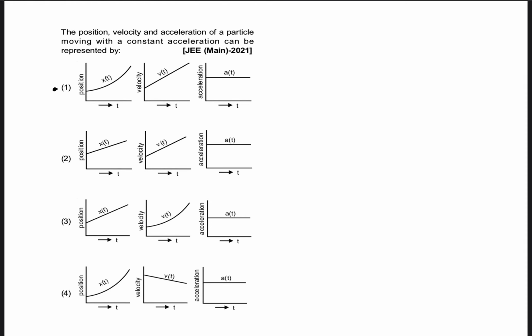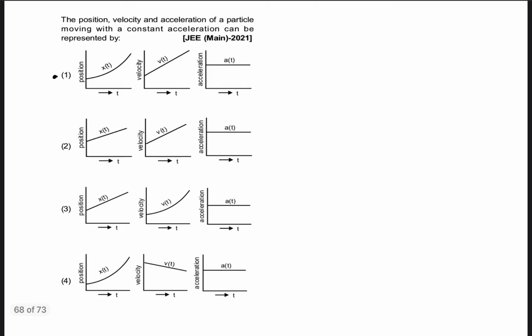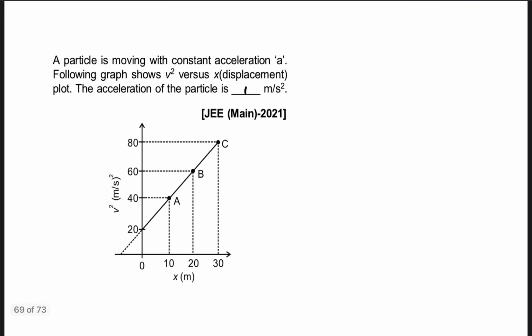Now I am moving to the next question. The position, velocity and acceleration of a particle moving with constant acceleration can be represented as shown. You can see which graph is possible, as a is constant. V is proportional to t, x is proportional to t square. Only the first graph is possible. The third graph is not acceleration. The fourth graph is deceleration; you can see here it is retarding. So only the first graph is possible.